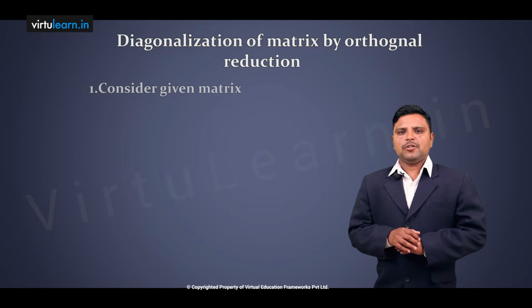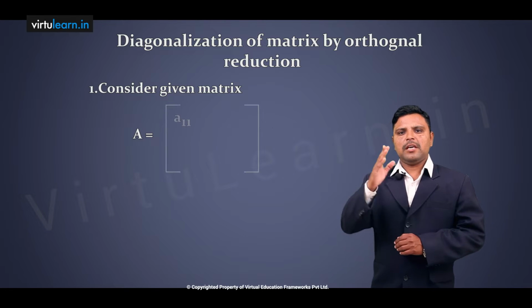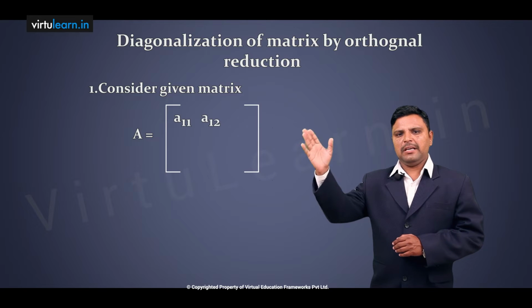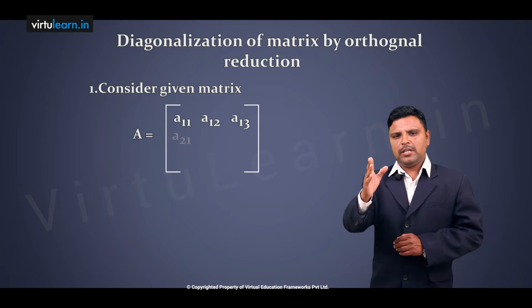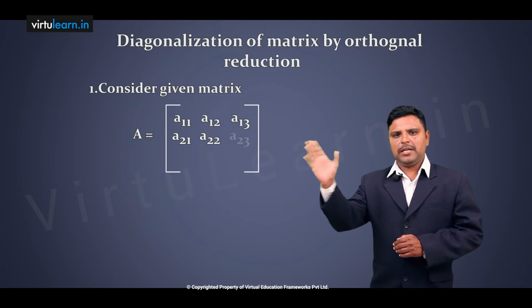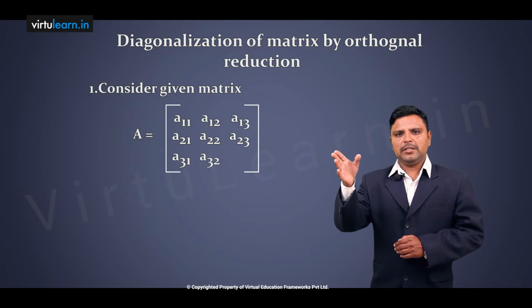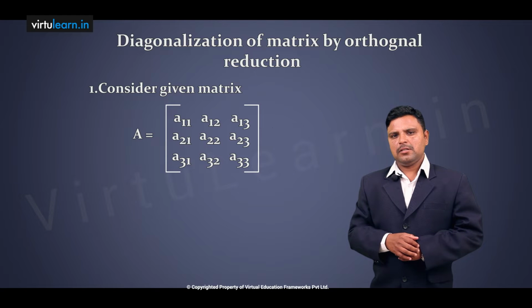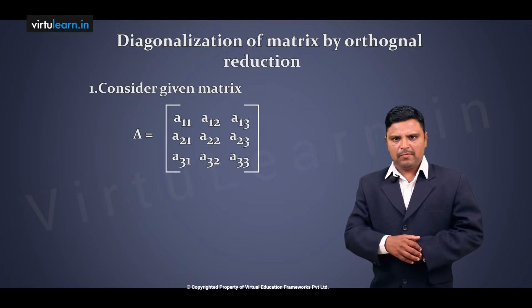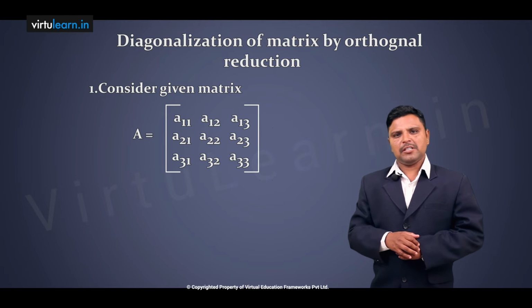Now, first step: given the matrix A equal to first row A11, A12, A13, second row A21, A22, A23, third row A31, A32, A33. This is a 3 by 3 matrix. This is the first step. Whatever matrix they have given, only that matrix we are considering here. Every time it is a 3 by 3 matrix only in our syllabus.